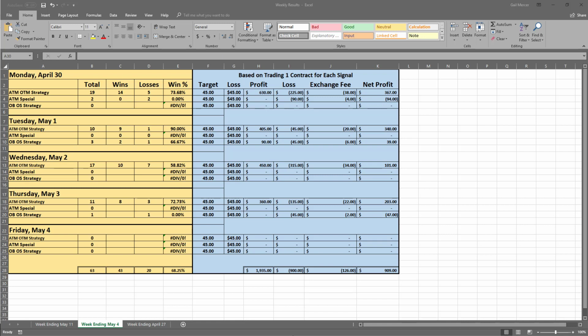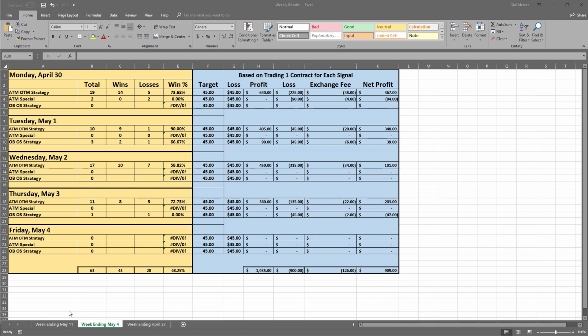This is Gail with Traders Help Desk, and in this presentation, I'm actually going to go over winning percentages and risk to reward ratio. I've had a lot of questions about this lately, and I want to make sure everybody understands what it is and why it matters.